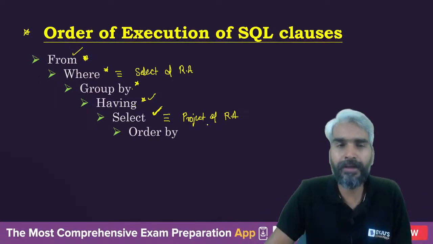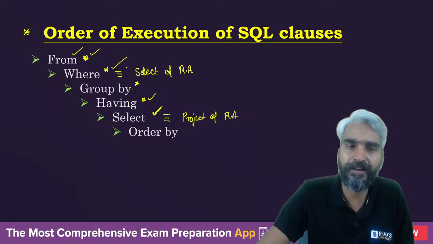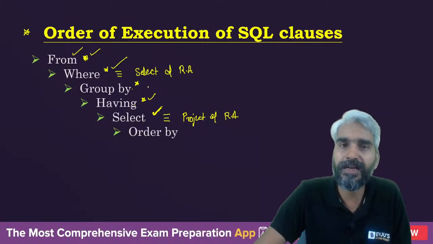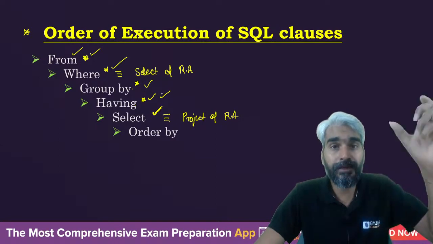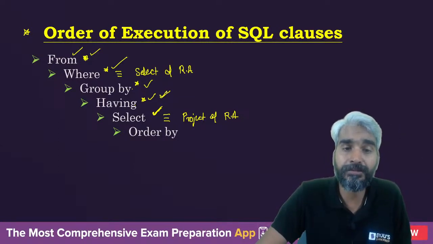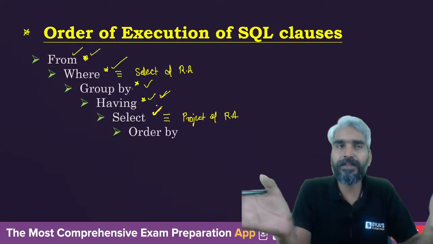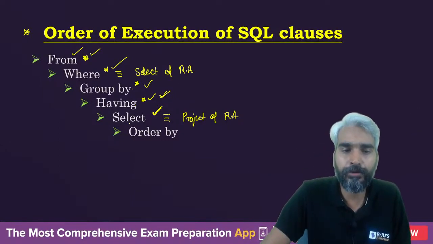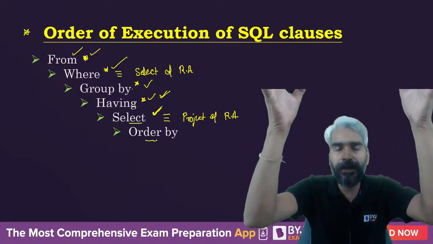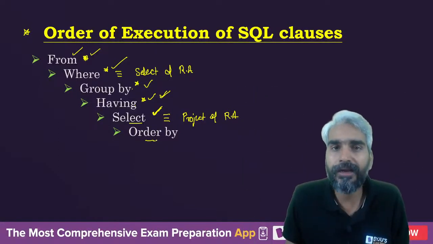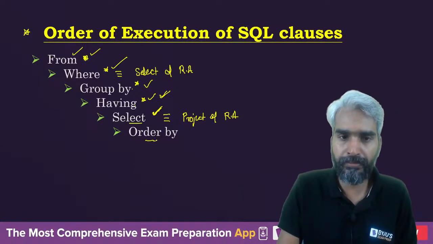So this is the normal execution order. From a relation, a tuple will be selected, then we'll apply the where condition. Then from all the tuples which are selected, we will group them based on the group by clause. Then we'll see whether the given groups are satisfying the condition specified by the having clause or not. If satisfied, then from those selected tuples we will project the attributes defined in the select clause, and finally the output will be available in the form of an order if we are using the order by clause. Clear? Is this clear to everybody?